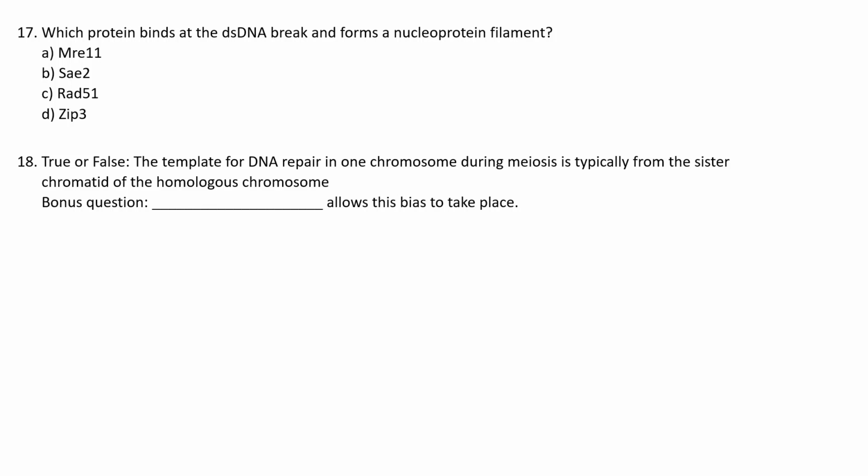Okay, and the bonus question here, if someone has an answer: what is it that allows this bias to take place? What is it that biases towards using the template from the sister chromatid of the homologous chromosome and not the identical sister chromatid of the same chromosome? What allows this bias to happen? I just mentioned it maybe a few minutes ago.